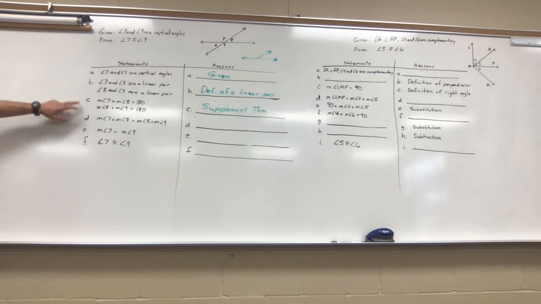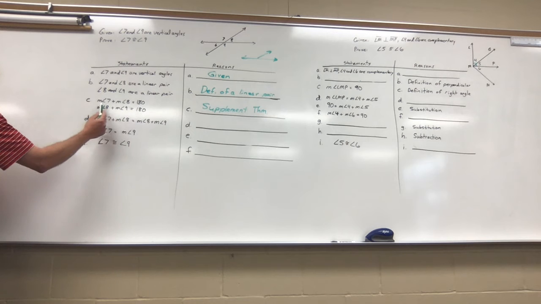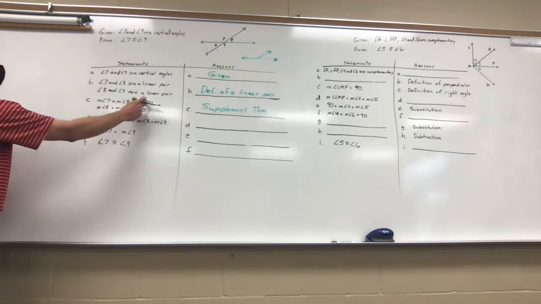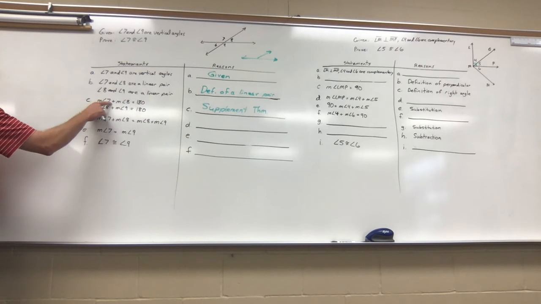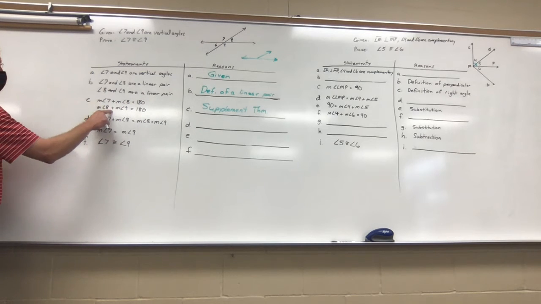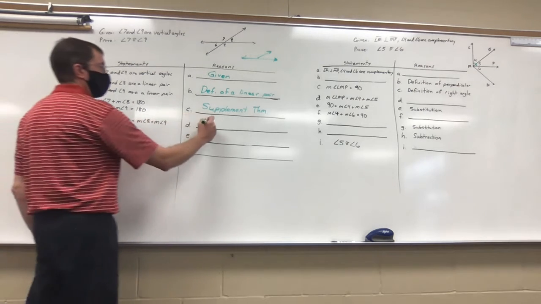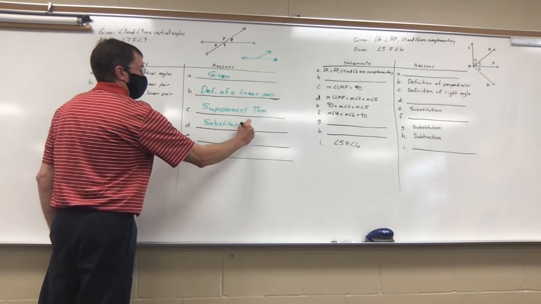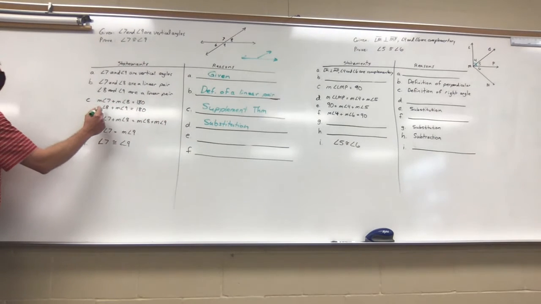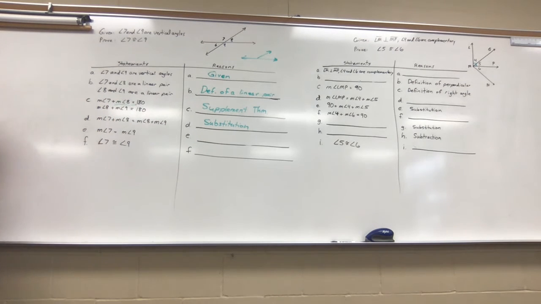Now, from step C to step D, in step C, we have two things equal to 180. Angle 7 plus angle 8 equals 180, and angle 8 plus angle 9 equals 180. Since they're both equal to 180, we can say that these two things are equal to each other. So angle 7 plus angle 8 is on the left, angle 8 plus angle 9 is on the right. Those two are equal to each other by the substitution property. And basically what we did is we took this angle 8 plus angle 9 and we put it in up here for 180.